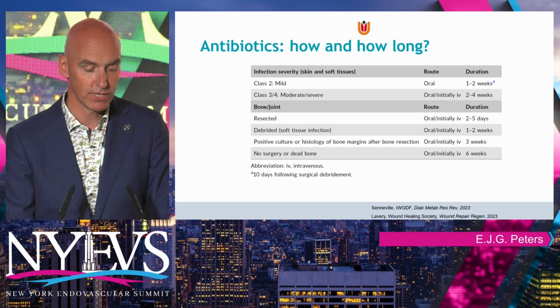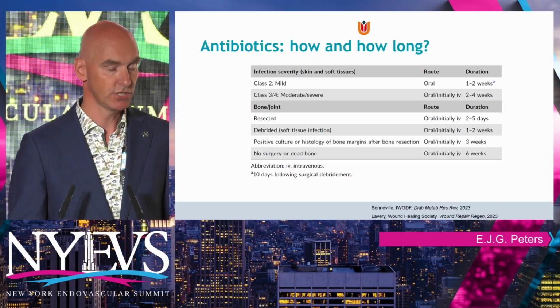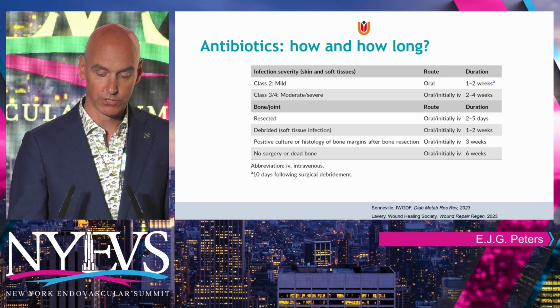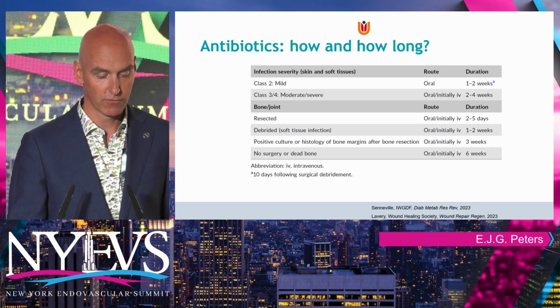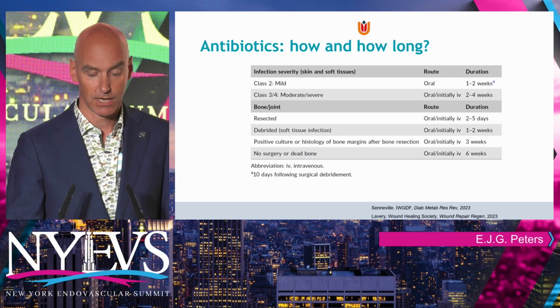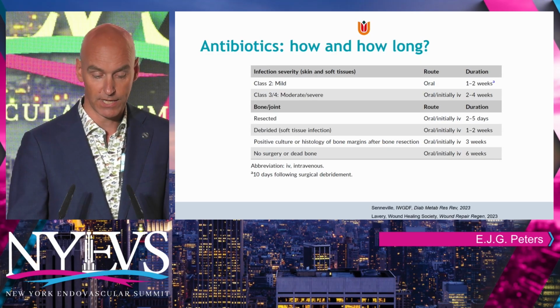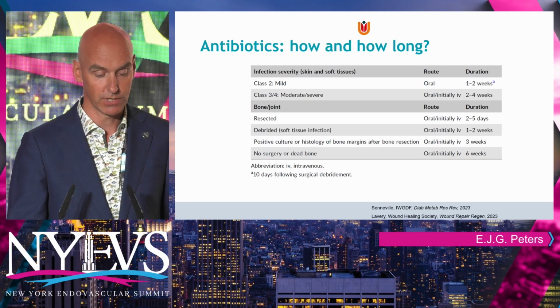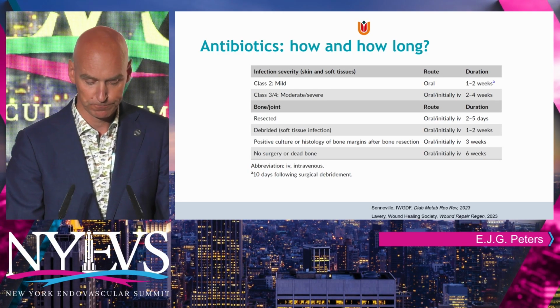So how long should you treat then? Well, if you have a mild infection, just skin and soft tissue, then you can treat for 1 to 2 weeks. If it's a moderate to severe infection, 2 to 4 weeks. And if there's bone involvement, it really depends on how much bone you resect. So if you have a clean amputation, probably just 2 to 5 days. If you don't do any surgery, or if there's dead bone still left in the body, then 6 weeks.